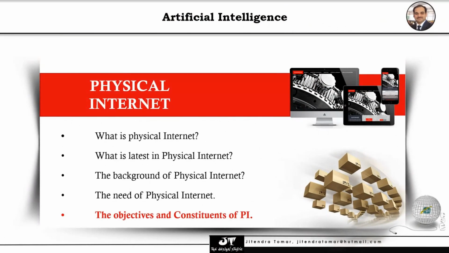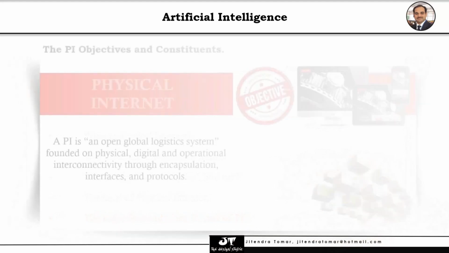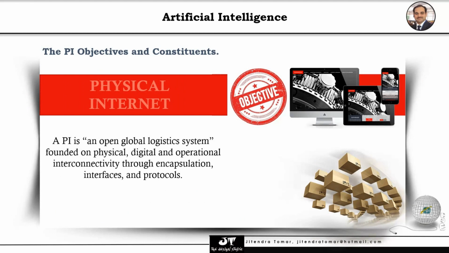We are now moving into the last section of this session and will try to explore the prime objectives and constituents of the physical internet. Keeping in view the discussion till now, it could be said that PI is an open global logistics system founded on physical, digital, and operational interconnectivity through encapsulation, interfaces, and protocols. It could be considered a perpetually evolving system driven by technological, infrastructural, and business innovation.